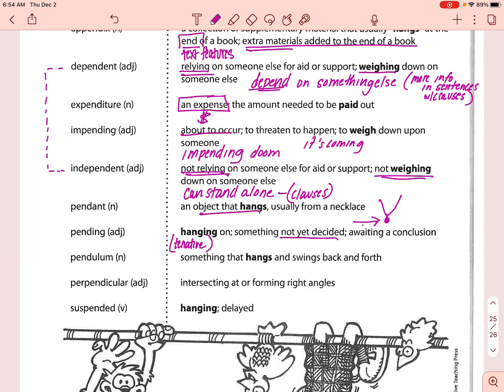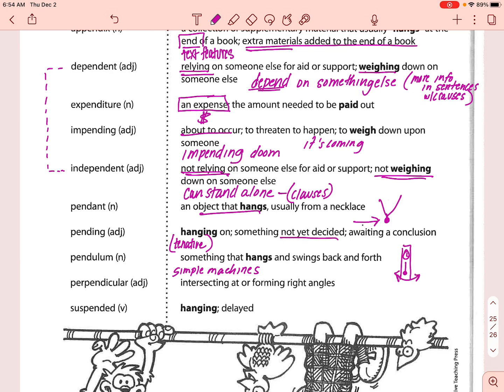Next word down here is pendulum. Pendulum is probably something you guys talked about when you talked about simple machines before in science. But it is just basically the fact that it swings back and forth. It's hanging and swinging back and forth. I always think about like a grandfather clock, okay? And how they usually have those little things that swing back and forth at the bottom of them, okay?